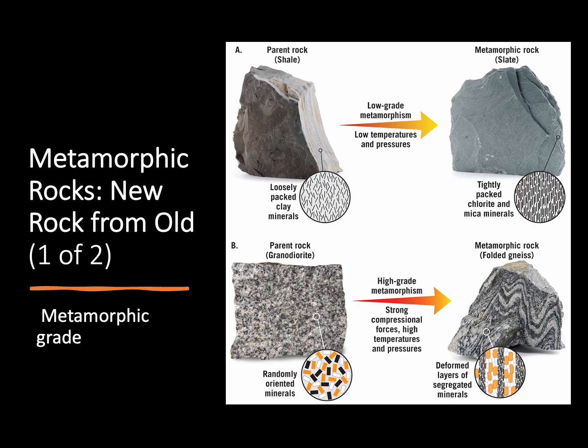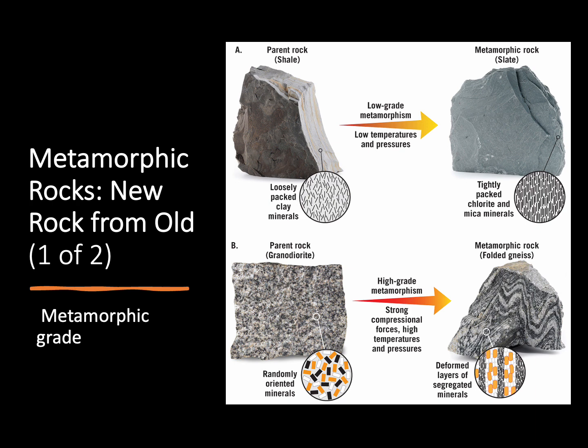Depending on the metamorphic grade, our metamorphic rocks are going to look very different from one another. If we look at the upper half of this image, we're looking at low-grade metamorphism. We're going to go from a parent rock and apply just a little bit of heat and pressure and metamorphose it into a new metamorphic rock. So here with low-grade metamorphism, we're basically just more tightly packing all of the sediments inside of it into a more condensed state.